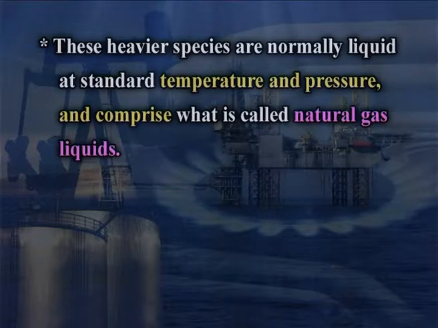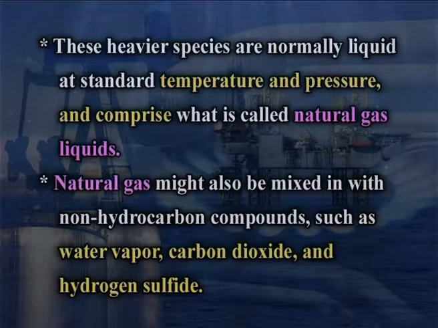These heavier species are normally liquid at standard temperature and pressure and comprise what is called natural gas liquids. Natural gas might also be mixed in with non-hydrocarbon compounds such as water vapor, carbon dioxide and hydrogen sulfide. If so, it forms what is called wet natural gas and requires some processing before it can be used.